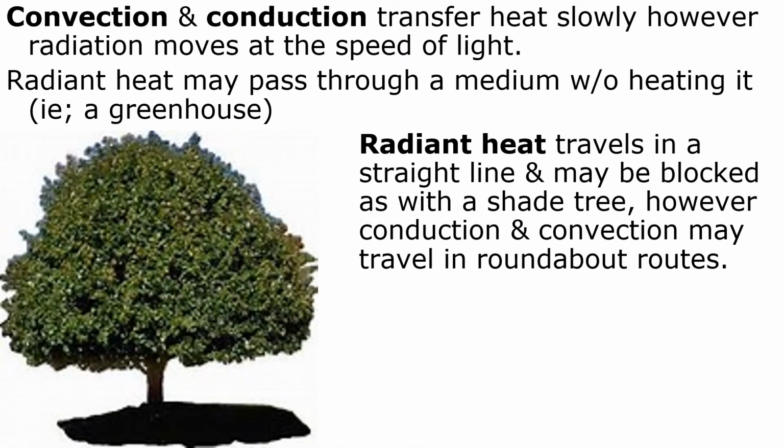Convection and conduction transfer heat slowly. However, radiation moves at the speed of light. Radiant heat may pass through a medium without heating it, as in a greenhouse, and radiant heat travels in a straight line and may be blocked as with a shade tree. However, conduction and convection may travel in roundabout routes.